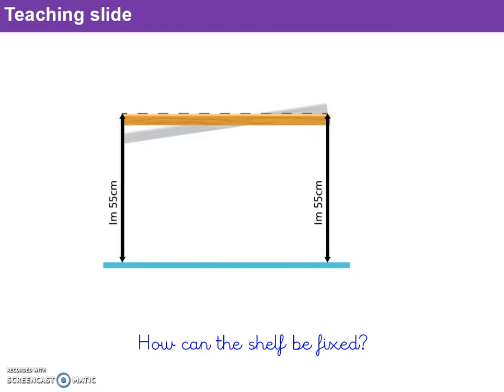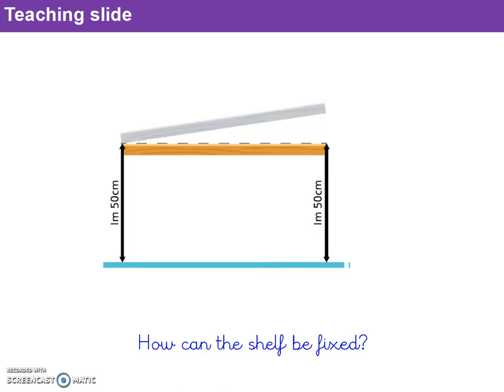Well, option 1 would be to make both sides 1 meter and 55. So it would be taking the lower side and making it higher. So it's horizontal and flat along with the other side. And our alternative option is not to make one side higher, but to make one side lower. So we make both sides 1 meter and 50 centimeters.